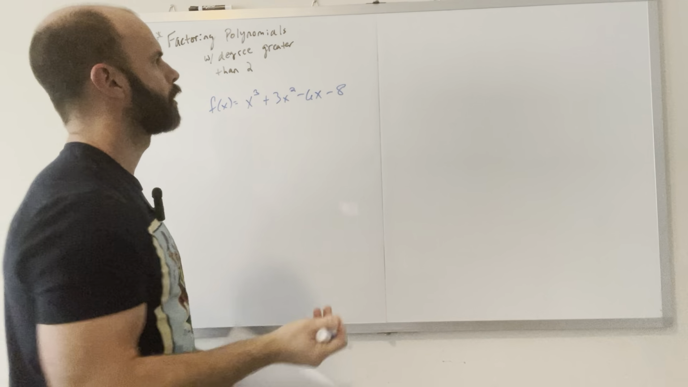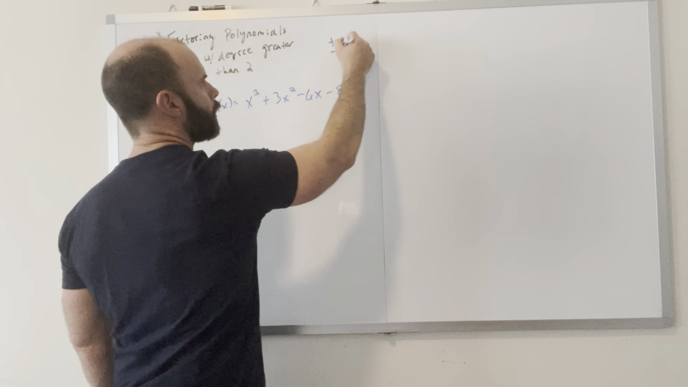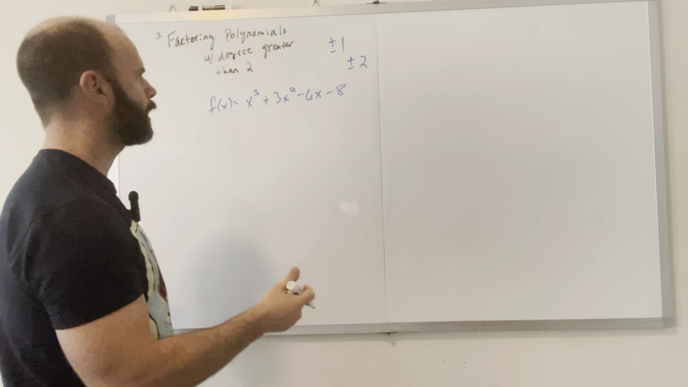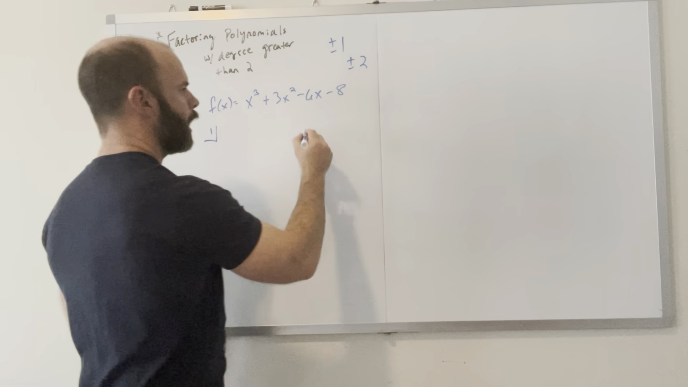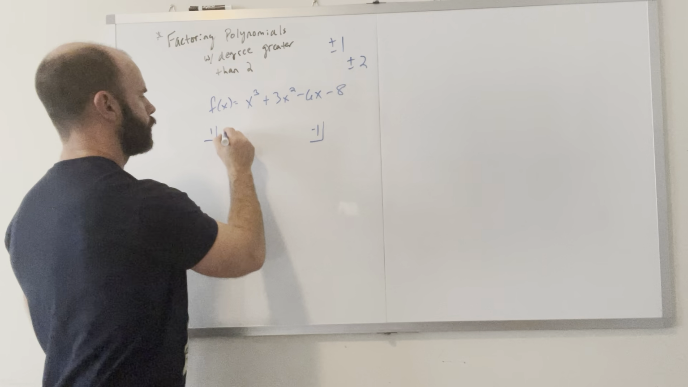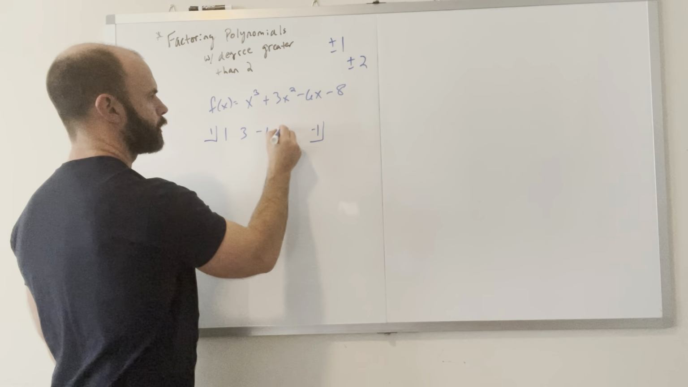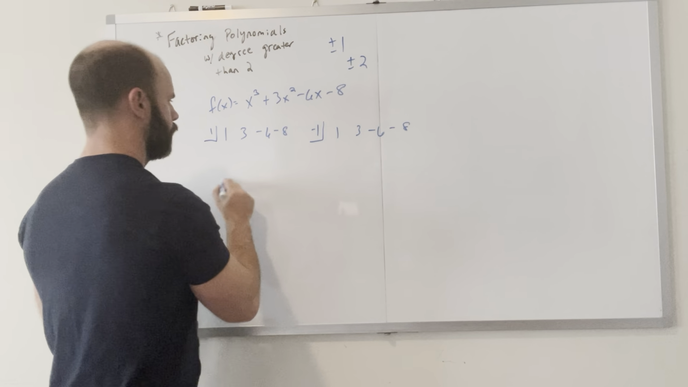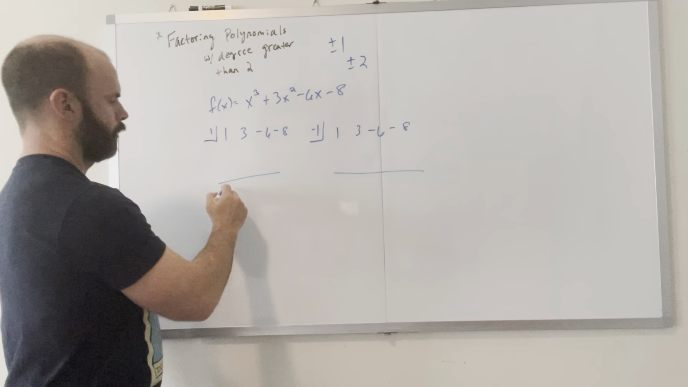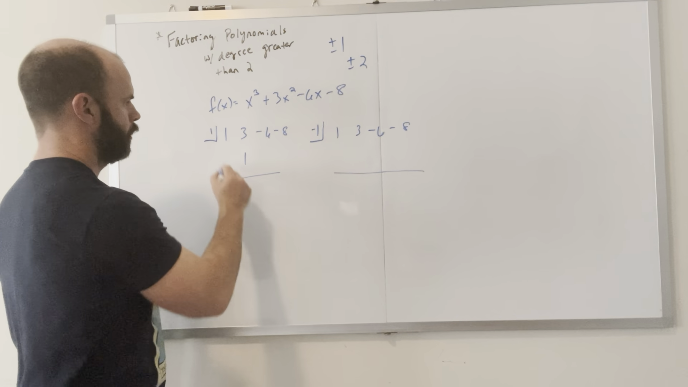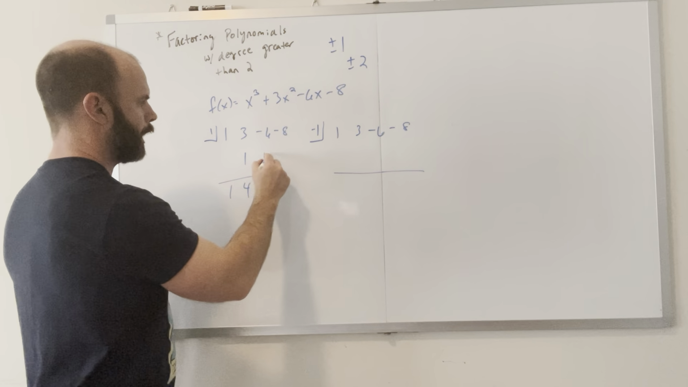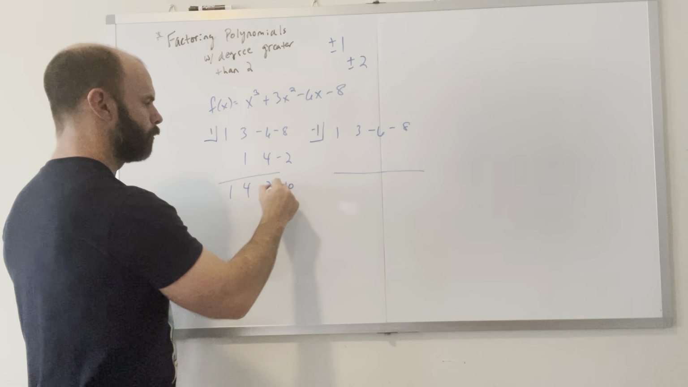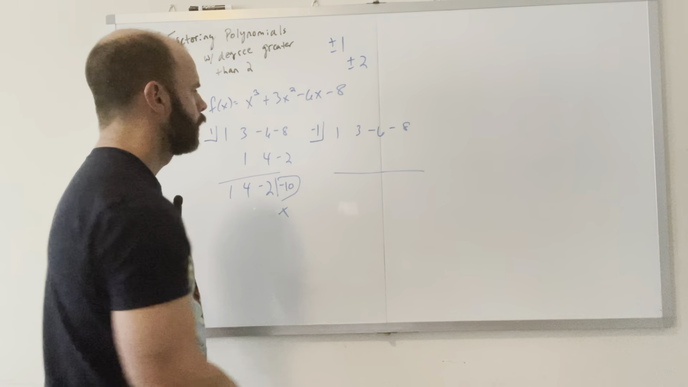Now the ones you're always going to want to check are plus and minus 1 and plus and minus 2. Okay, they're quick, they're fast. So let's check plus 1 and minus 1. So 1, 3, negative 6, negative 8. 1, 3, negative 6, negative 8. Okay, here we go. So 1, 1, that's a 4, that's a 4, that's a negative 2, that's a negative 2, negative 10. Nope, I got a remainder, can't be that.